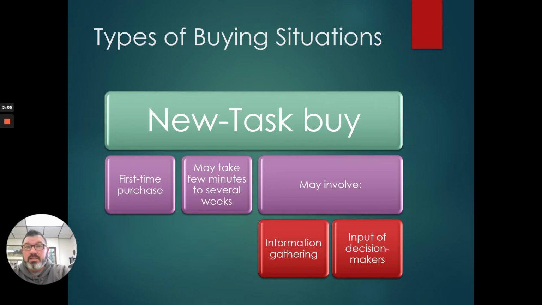It may take a lot of time to gather information, both for you and for them, to identify the right types of matches for their situation. It may take the input of a lot of decision makers on the farm or in the agribusiness. That prospect may need to get a lot of buy-in from different components of their operation in order for everyone to be on board with purchasing a solution of some kind. That's a new task buy.